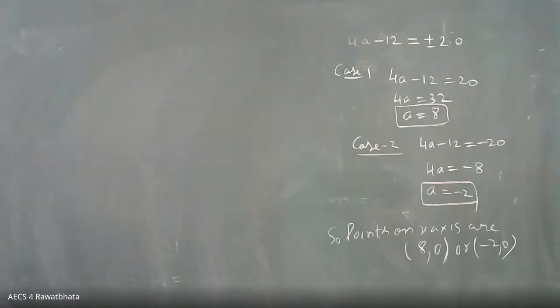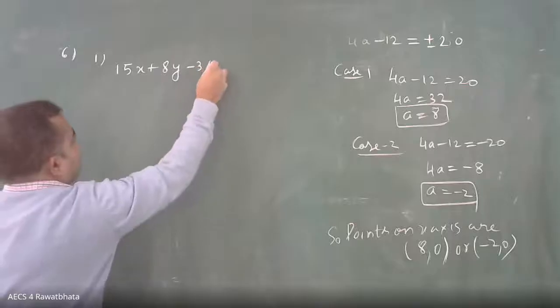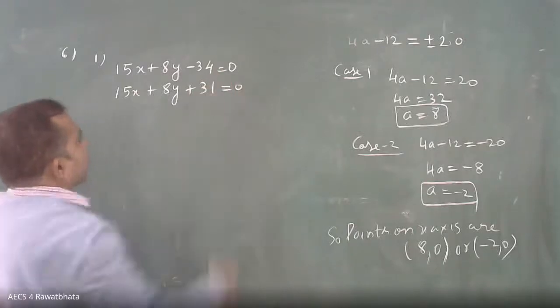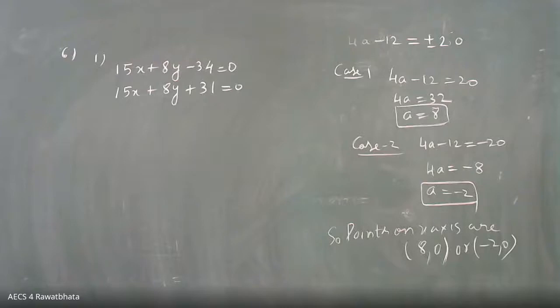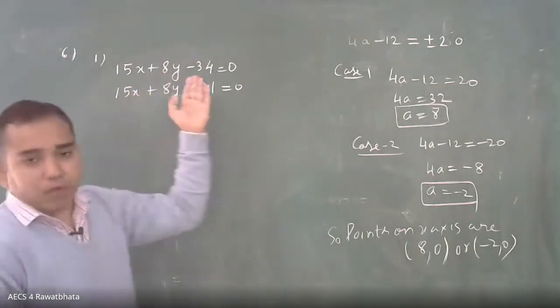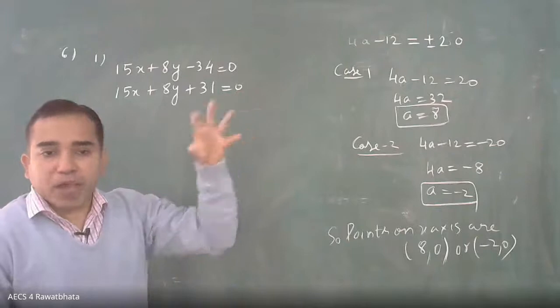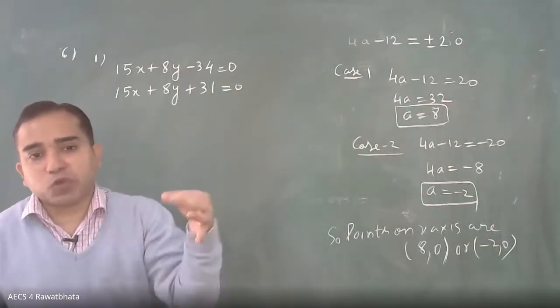Find the distance between parallel lines. First part, 15x plus 8y minus 34 is equal to 0, and 15x plus 8y plus 31 equal to 0. Check, I have written correctly. Yes, sir. They are parallel because their x multiplier and y multiplier are the same. We have a direct formula for finding the distance between two parallel lines.